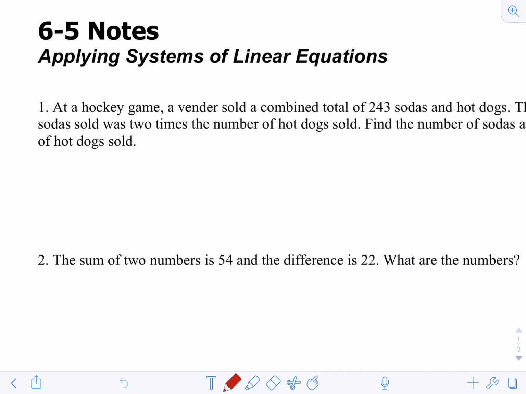So you have a total of 243 of these. We don't know how many hot dogs and sodas we have, so we're going to say x plus y is equal to, well, how many of them did we have total? We had 243. The second equation, because every single one of these has two equations, comes from the second sentence. It says the number of sodas sold. So I'm going to just call this y because it makes it the easiest equation. Was, so there's equals, 2 times the number of hot dogs sold. So I'm going to put 2x. So there's my second equation. y is equal to 2x.